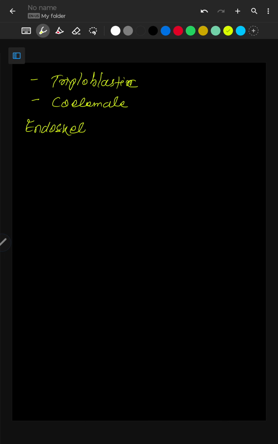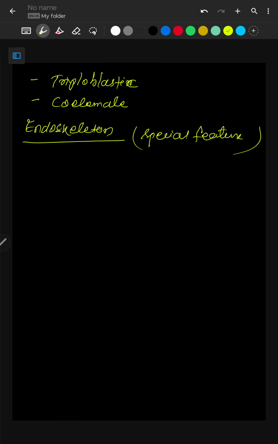Okay, now come to the germ layers. They are triploblastic. I am not going to tell the meaning of triploblastic. Body cavity is coelomate. They are having coelom. True coelom is there. Then now come to the endoskeleton. Okay, so this is a special feature.